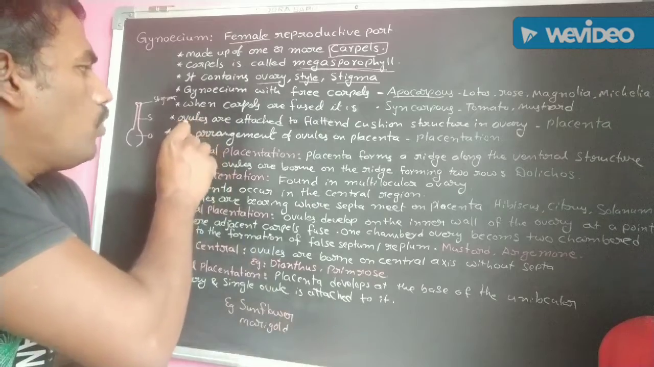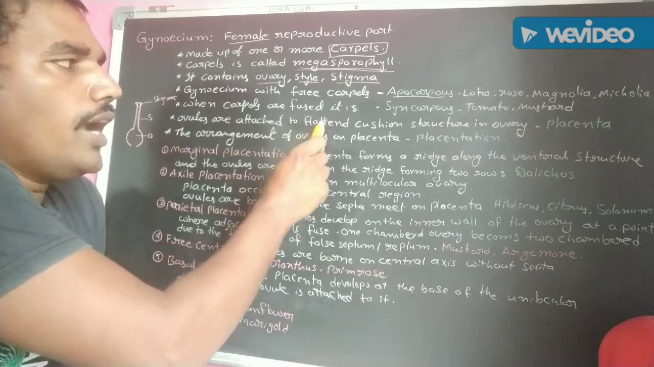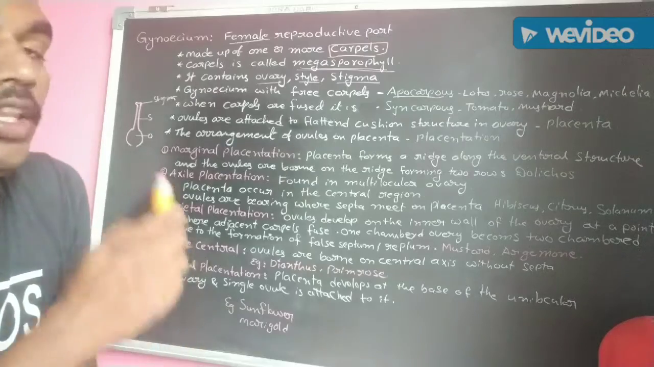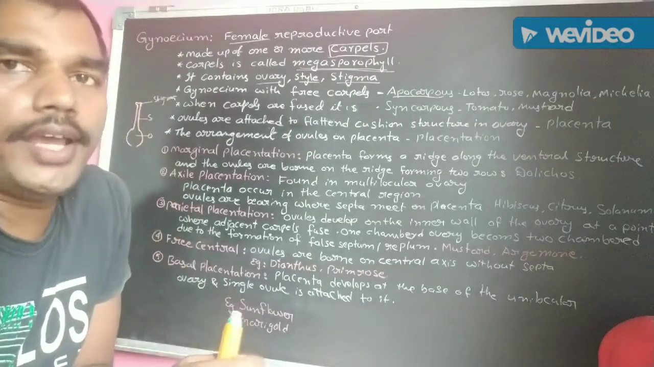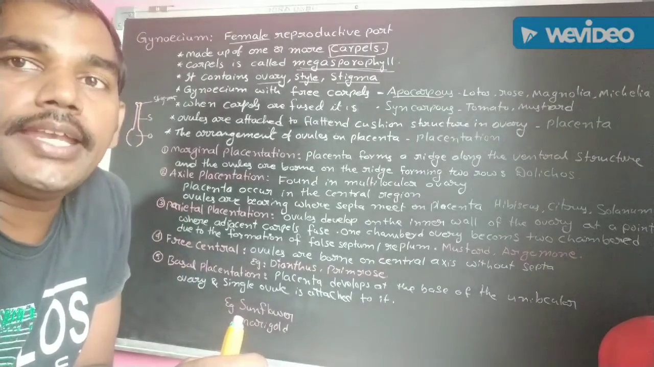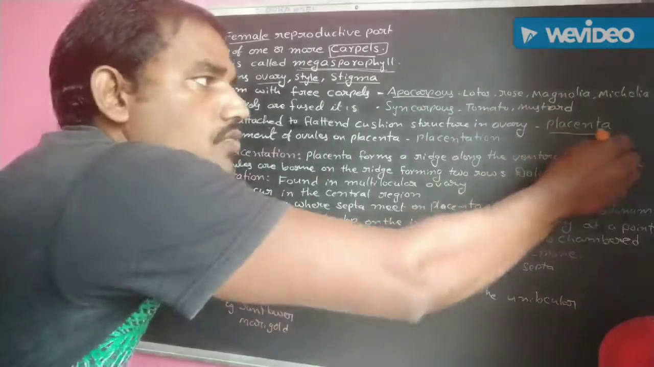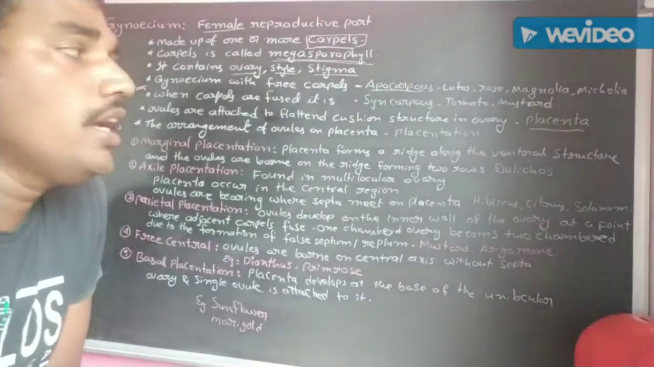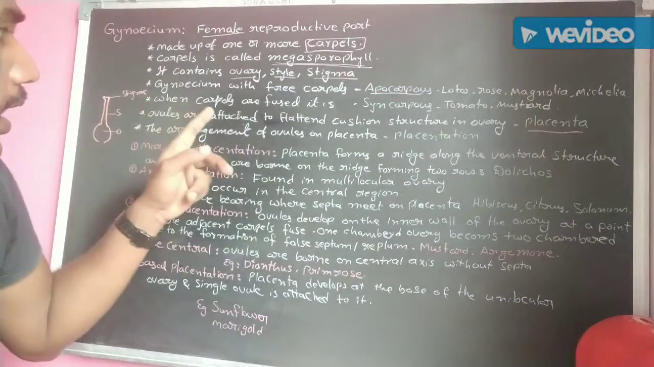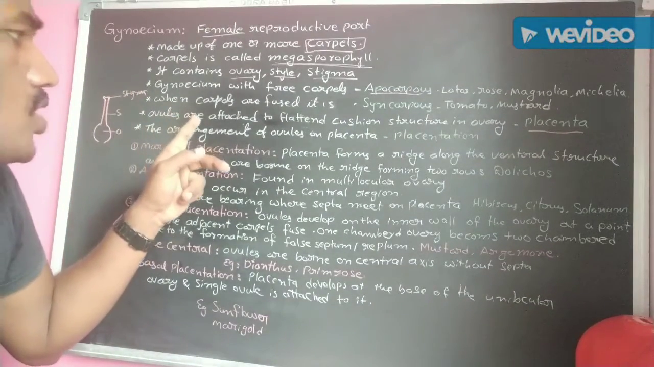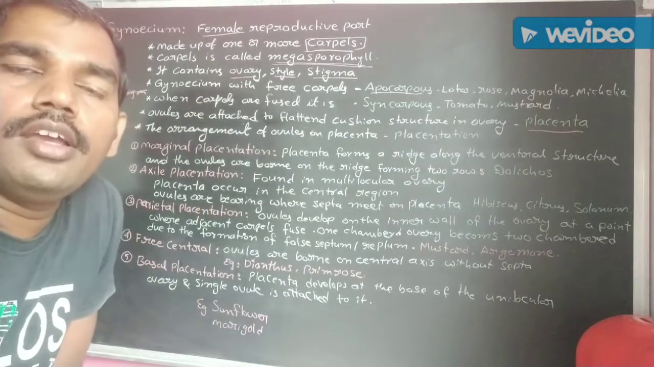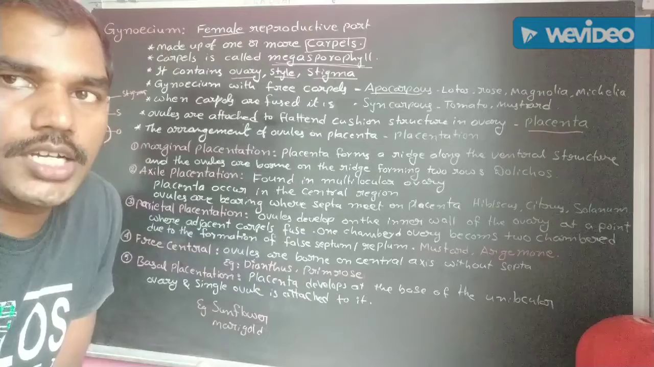One, ovules are attached to a flattened cushion-like structure in the ovary. It is known as placenta. Placenta means the flattened cushion-like structure in the ovary to which ovules are attached.